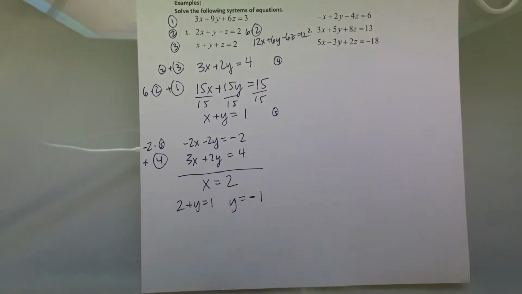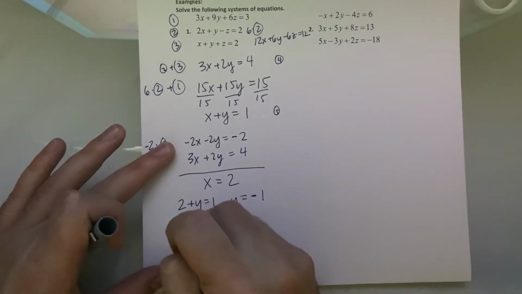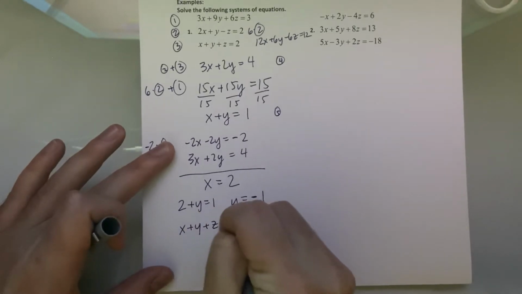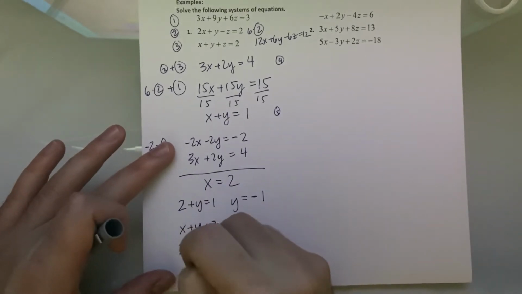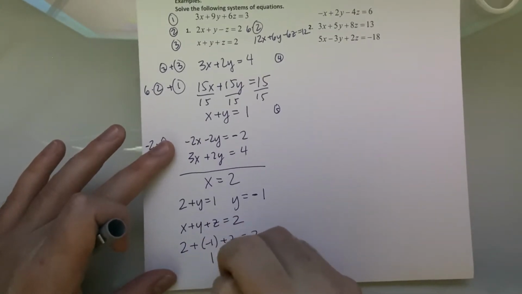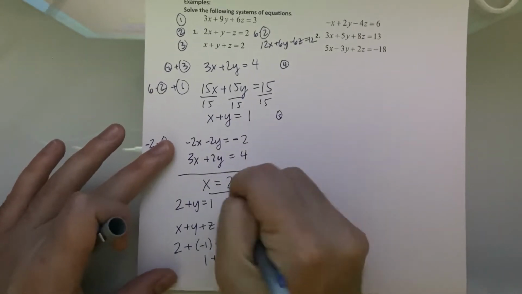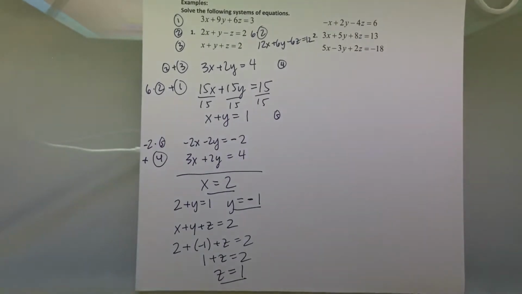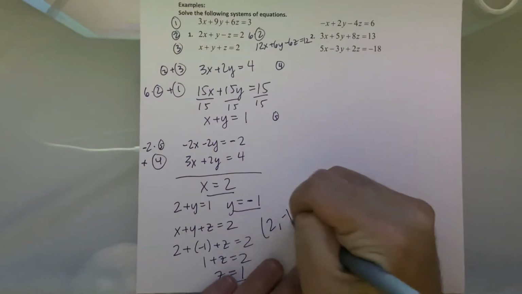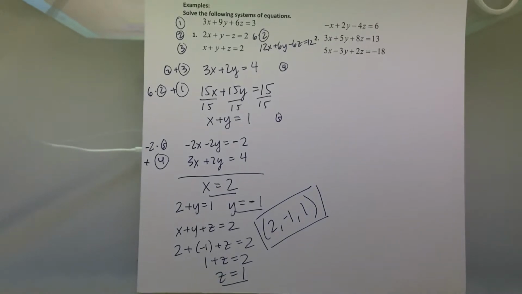Once I have x and y, I can plug back into one of my three originals to get z. So we look at x plus y plus z equals 2. We have 2 plus negative 1 plus z equals 2. That's 1 plus z is 2, which means z is 1. Just like in our previous equations, this is a solution set. It's a point. So it's 2, negative 1, 1 as a solution. X, then y, then z. Alphabetical order.